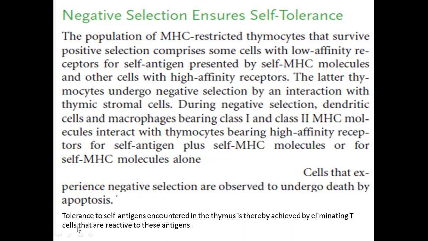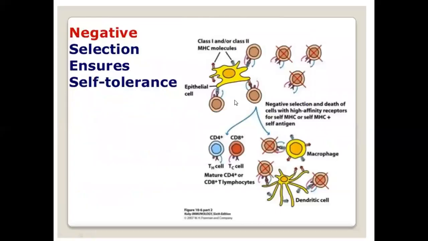Tolerance to self-antigens encountered in the thymus is thereby achieved by eliminating the T cells that are reactive to these cells. So these are the positively selected thymocytes, which have both high affinity and low affinity. The low affinity ones will mature.